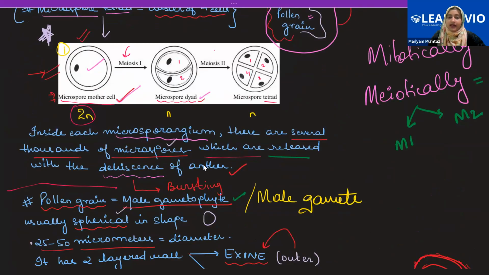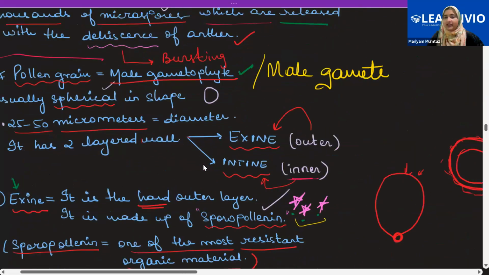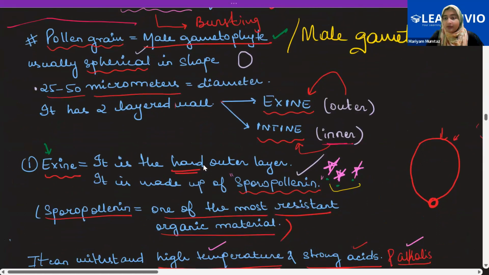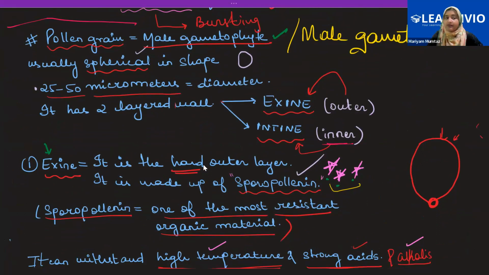All right. So after microsporogenesis gets completed, ultimately at the end, what is formed is the microspore or the pollen grain, right? Which is the male gamete. Now, in terms of their shape, they are spherical and they have a diameter of 25 to 50 micrometer. Now, every single pollen grain is surrounded with two types of layers, the outer layer and the inner layer. Both of them have their characteristic features. Both of them are made up of different stuff, and it's very different.